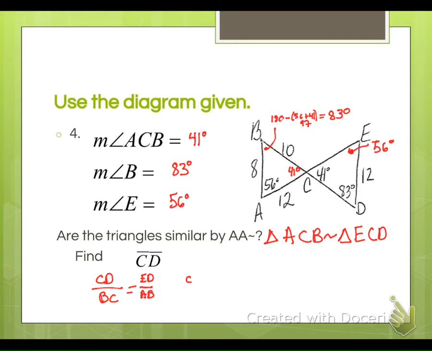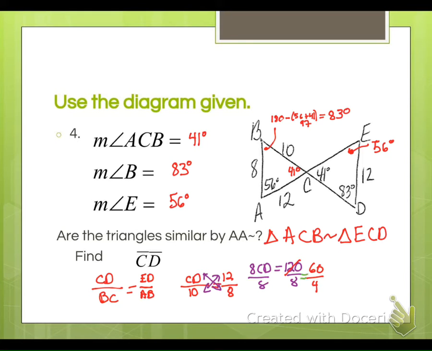Now we're going to substitute in what we know. We don't know CD. We know that BC is what value? We know that ED is. And we know that the side that I'm missing, AB, is 8. We're going to cross multiply. So now I get 8 CD equals 120. We've got to isolate CD because that's the distance we're looking for, so I'm going to divide by 8. If you do not have a calculator, I start by reducing by 2.